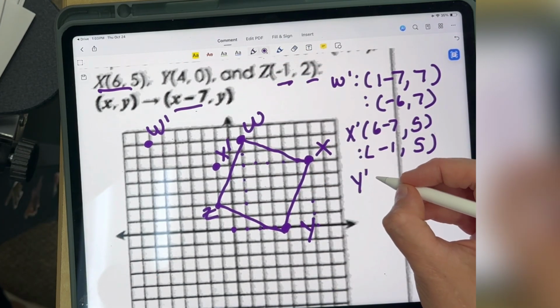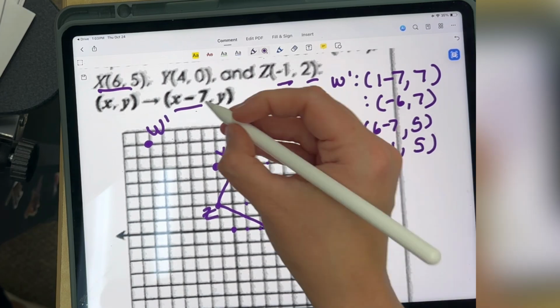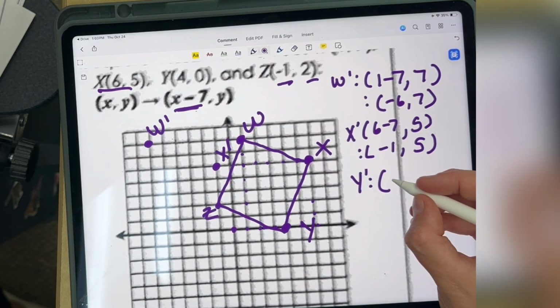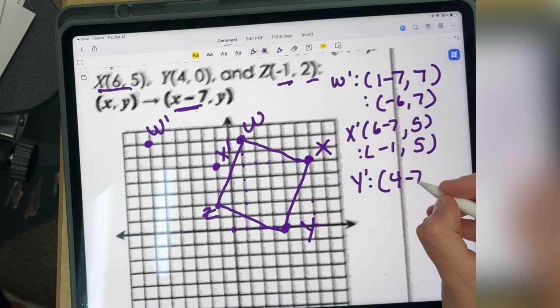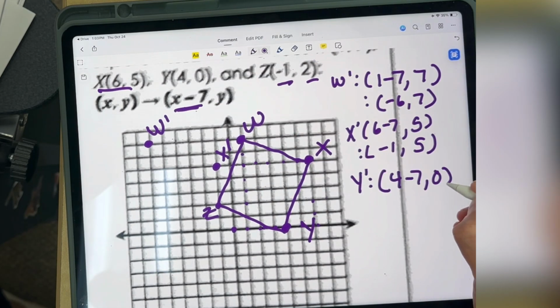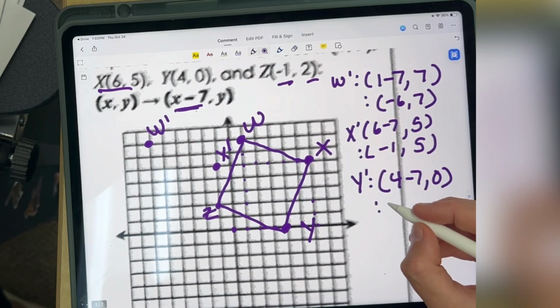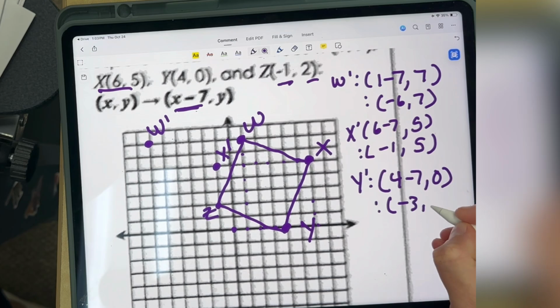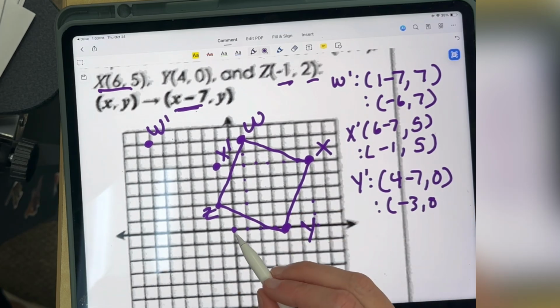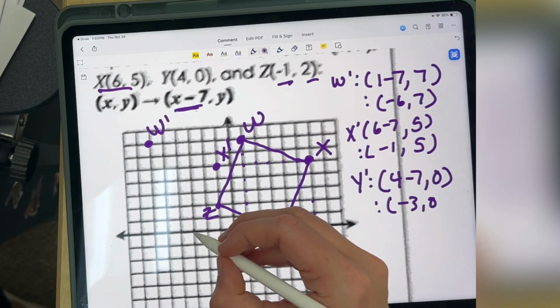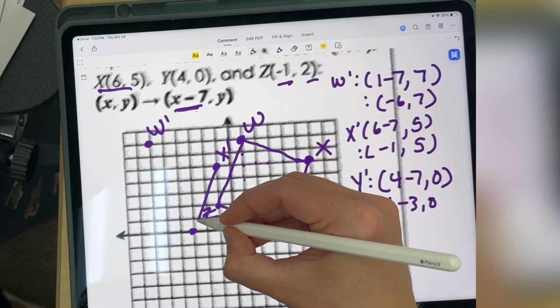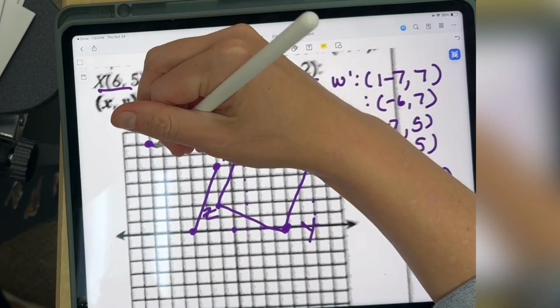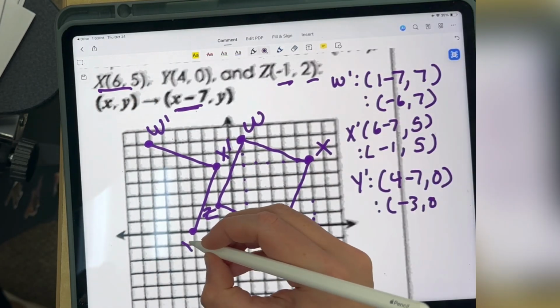Y prime, again, all we are doing is subtracting 7 from the x value, so 4 minus 7, and keeping your y the same. So 4 minus 7 is -3, 0. So starting at the origin, go over 1, 2, 3, up 0. There's that guy. I forgot to connect those. And that would be Y prime.